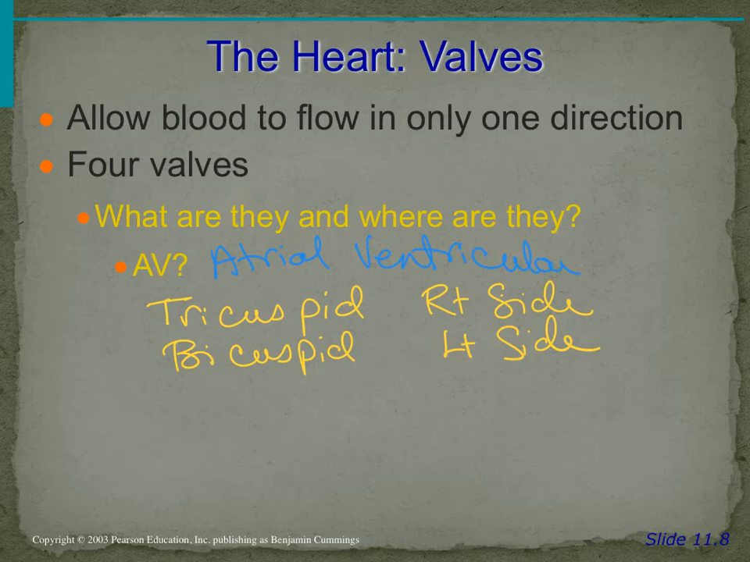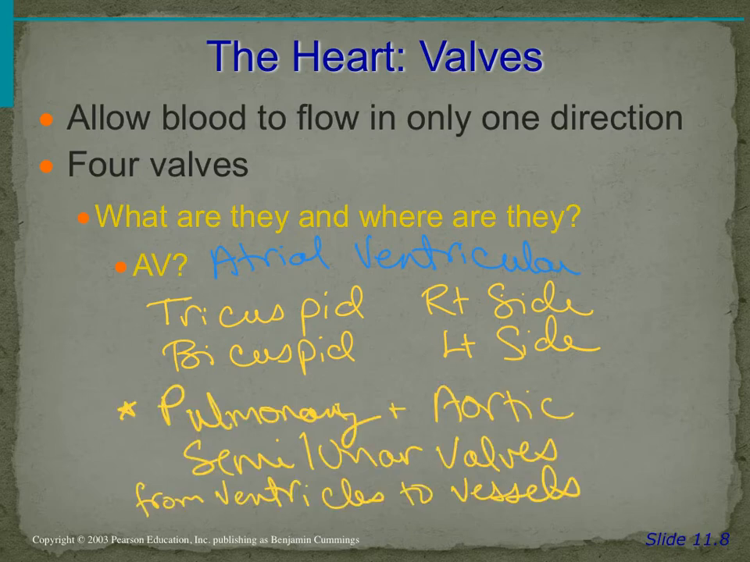There are also semilunar valves at the entrance to the aorta and at the entrance to the pulmonary arteries, so that blood from the ventricles, once it gets pumped out of the heart, continues on its pathway. So you'll see those in just a minute. So the pulmonary and aortic semilunar valves are from the ventricles to those blood vessels, those arteries.